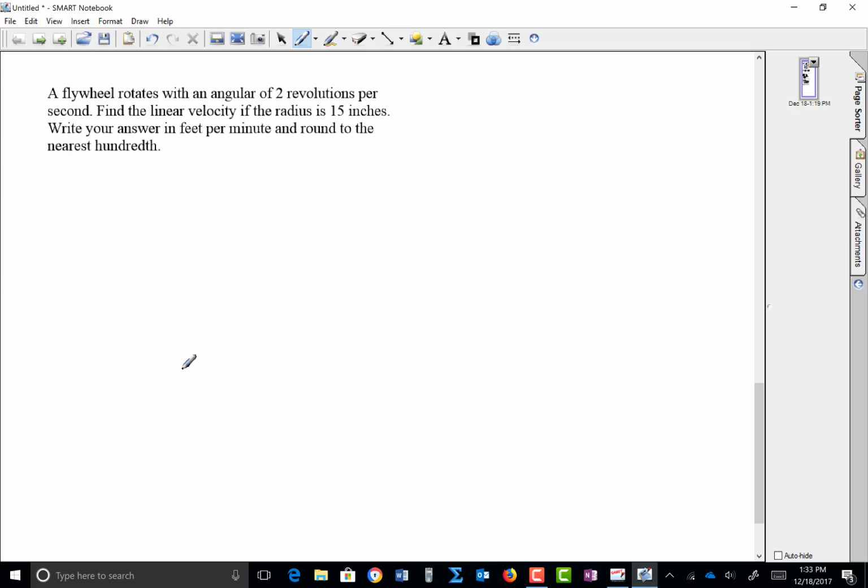So this one says a flywheel rotates with an angular velocity of 2 revolutions per second. It says find the linear velocity if the radius is 15 inches. Write your answer in feet per minute and round to the nearest hundredth. Remember that anytime we're given something about revolutions and time, they have actually given us angular velocity. So they've given us the angular velocity.